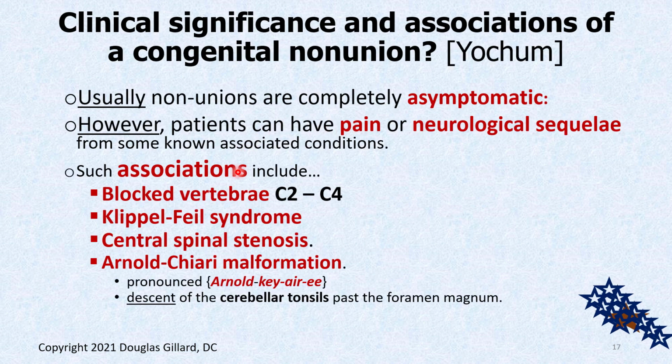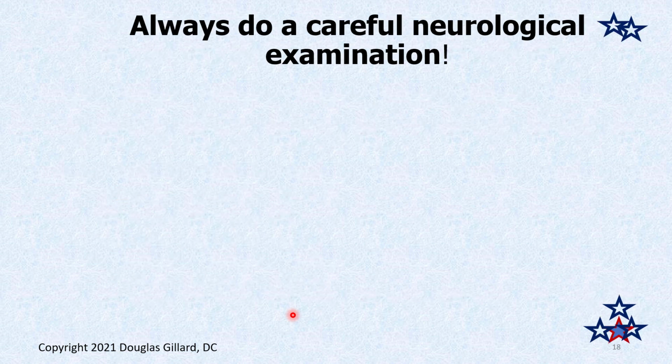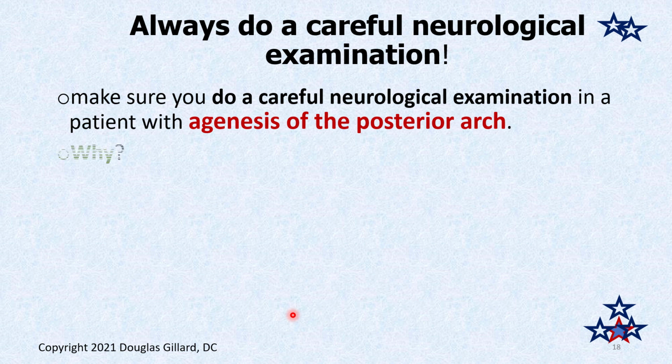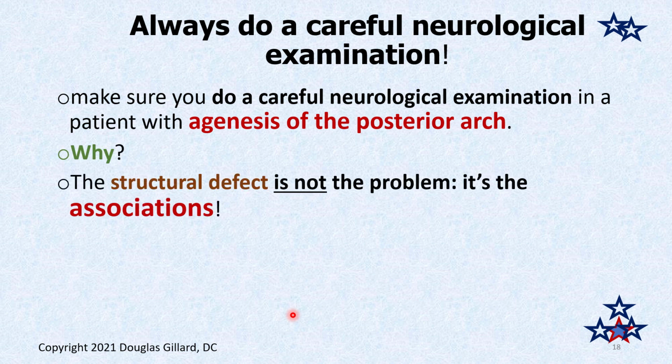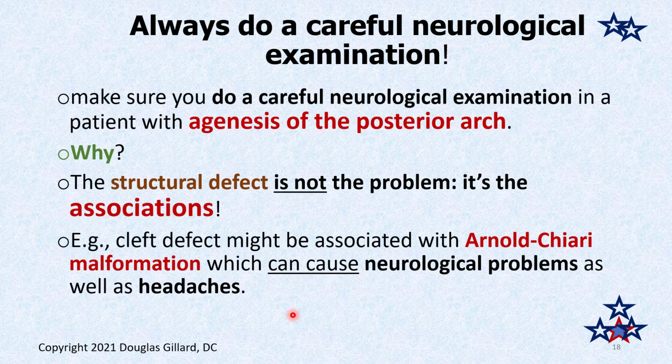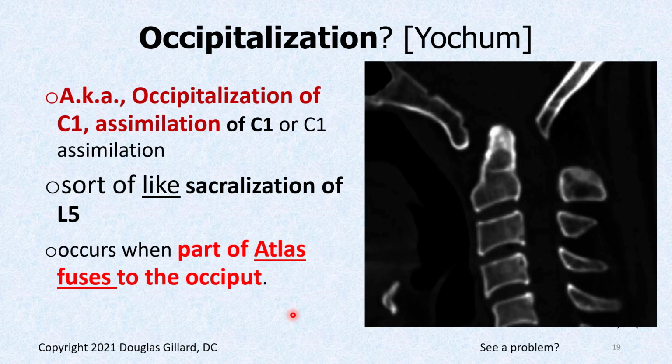Some of these have neurological sequelae with them, especially Chiari malformation. That occurs when, and you haven't studied the brain yet, part of the cerebellum, called the cerebellar tonsils, can actually protrude through the foramen magnum and cause all sorts of trouble. So always do a careful examination in patients with agenesis of the posterior arch. It's not so much because of the cleft defect or the agenesis of the arch, but it's those darn associations that can cause trouble, especially Arnold-Chiari malformation, which we'll look at.